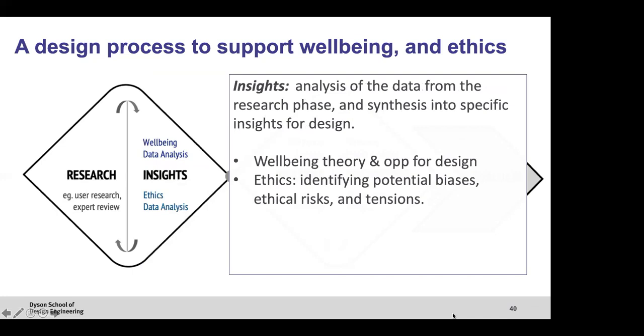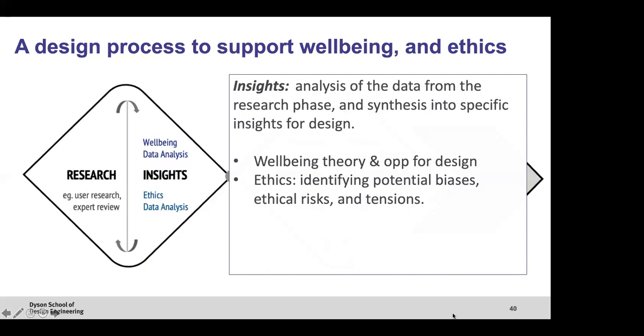Then we have a convergence stage. This is what we call the insight stage, and this is where you analyze the data and synthesize it into particular problem definitions and insights that can be useful in the actual design. And this is where we first bring in well-being considerations, where we can use, for example, the research literature on how a technology impacts well-being, and we can start saying, well, this series of approaches will benefit this group, might disadvantage this other one, and so on.